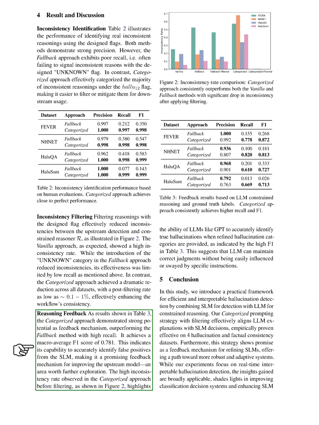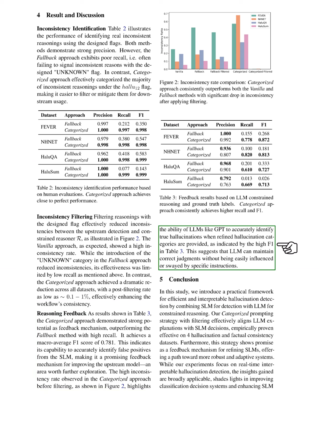Our results indicate that the categorized approach shows strong potential as a feedback mechanism, outperforming the fallback method with high recall and achieving a macro average F1 score of 0.781. This suggests its effectiveness in accurately identifying false positives from the classifier, making it a promising area for further exploration.